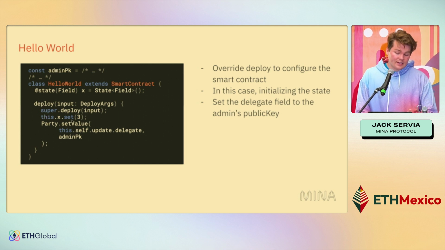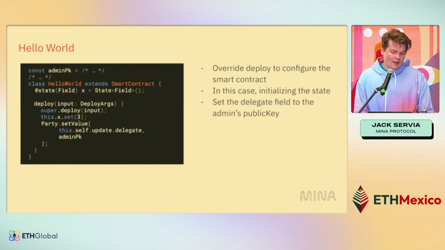But then we have this.x set to 3, and so this is going to take our on-chain state variable x, and it's going to set it to a value of 3. 3 is going to get promoted into a field element, and the on-chain state is going to be equal to a field element of value 3.